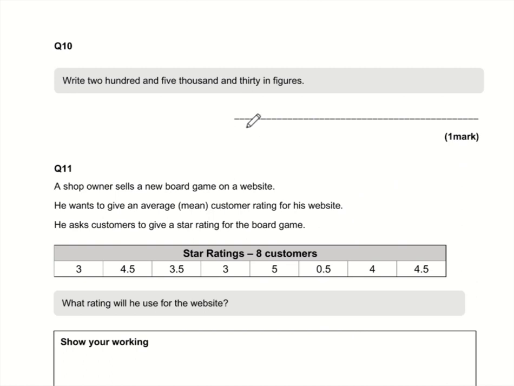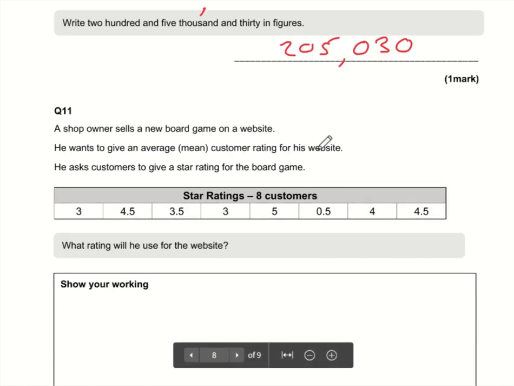205,030 in figures. So we need to remember that the word thousand we just replace with a comma. So we can write 205, put in a comma, and now we just need to write 30. But I can't just write 30, I need to write 3 digits after the comma, so it's not going to be 30 but 030. So 205,030, and you can take the comma out now if you want to.